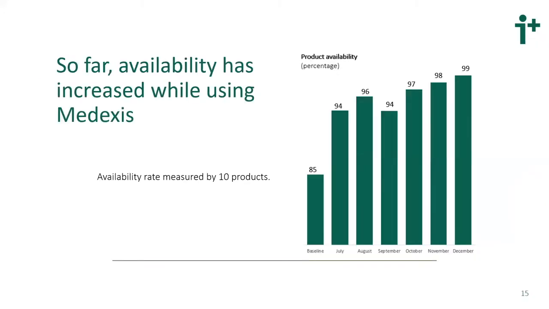So far, what we have seen is that availability has increased by 14%, coming from a baseline of 80 to 85%, because that baseline coincides with the replenishment of the health facilities. The level was high already, so we had to take on the challenge and bring it to 99% at the end of December of last year.